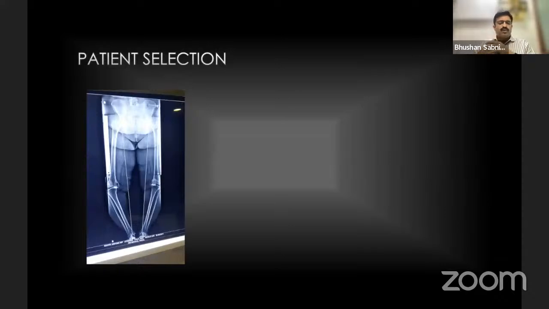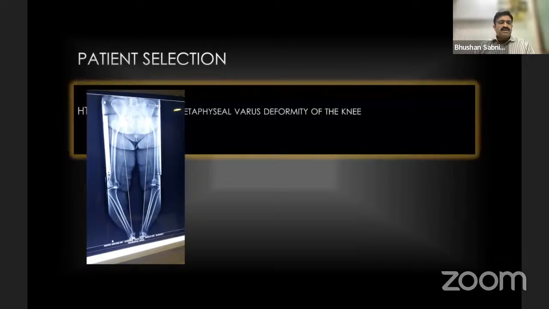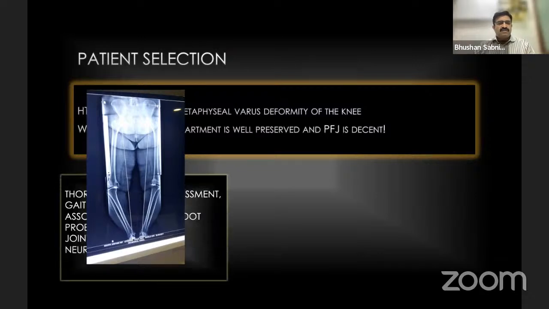So the first and foremost of importance is patient selection. I don't know whether it was Napoleon or anyone else, but it's a very famous quote: you always select your battles. In the same way, I think patient selection is of paramount importance if you want to get the best possible result in your surgery. So if you're starting on doing osteotomy, select a patient only when you have metaphyseal varus deformity of the knee joint, and where the PFJ as well as the lateral compartment is well preserved.